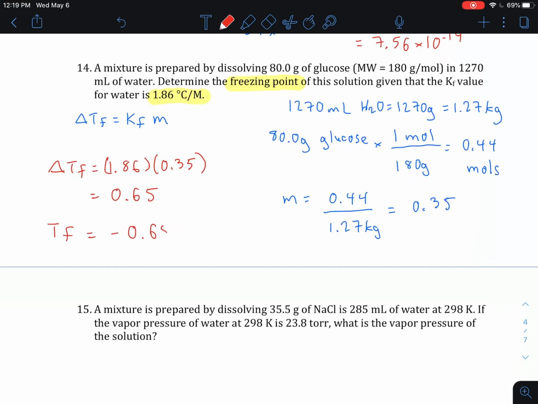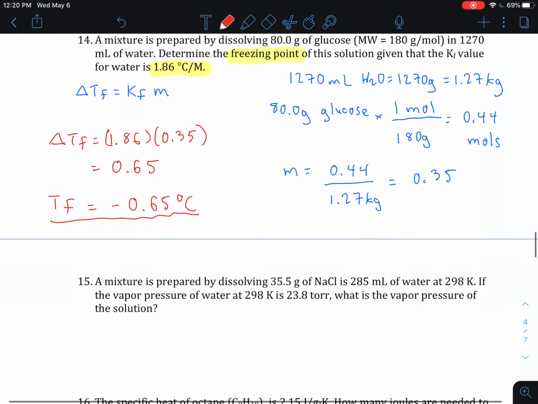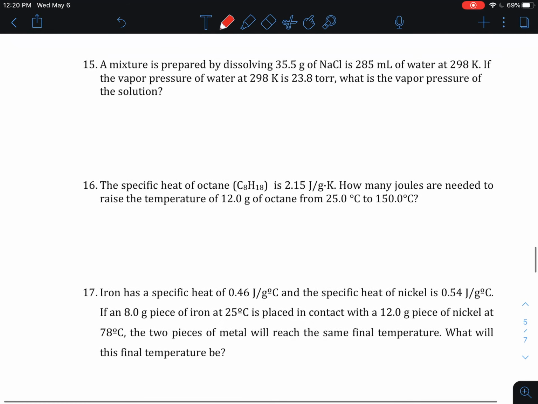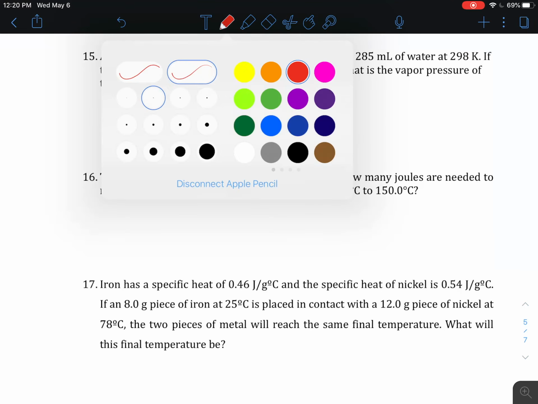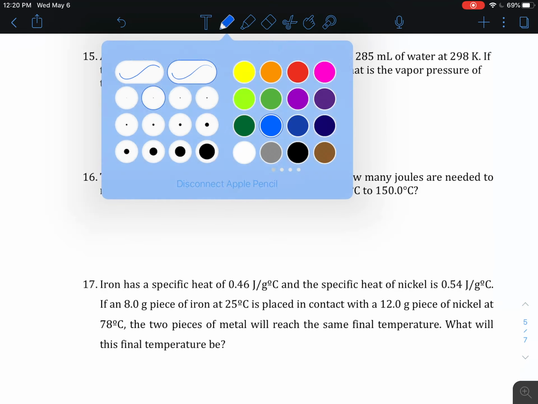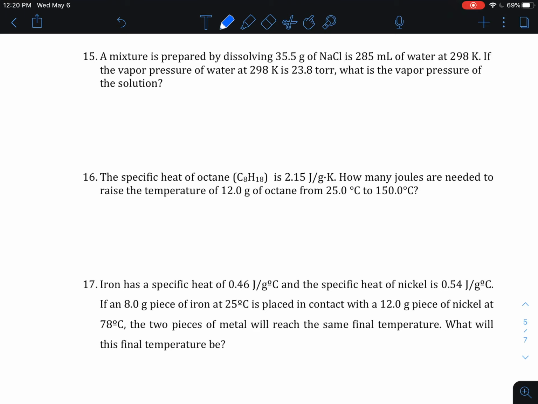And so remember, it's a freezing point depression, so that means we're subtracting it from the normal freezing point. So since normally it would be 0, that means the new freezing point is negative 0.65. So not a whole lot of solute, so not a whole lot of effect. All right, let's go on to 15 then.